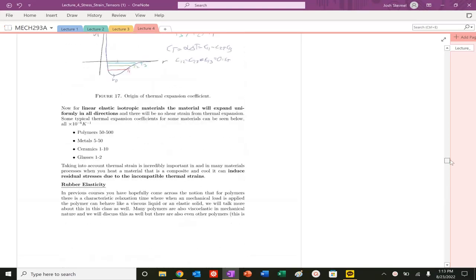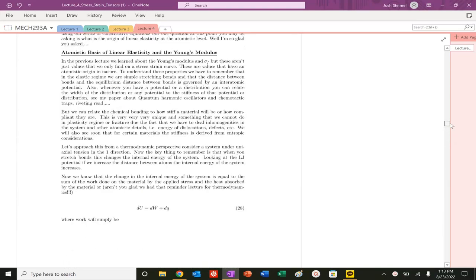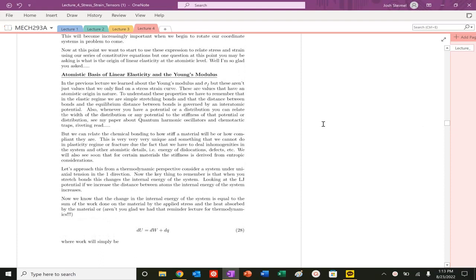All right, everyone, we are back, and today we are going to talk about what we left off with last time, which is the atomistic basis of linear elasticity and Young's modulus. So we've learned a lot about Young's modulus and stress at failure, but these are not just things that you can find on a stress-strain curve.